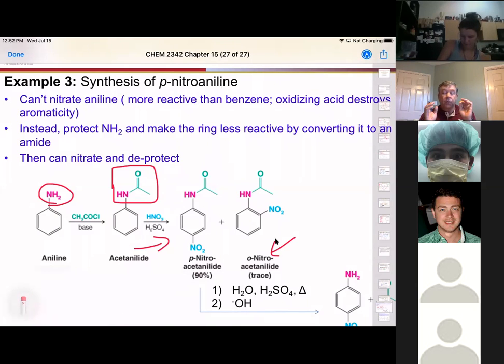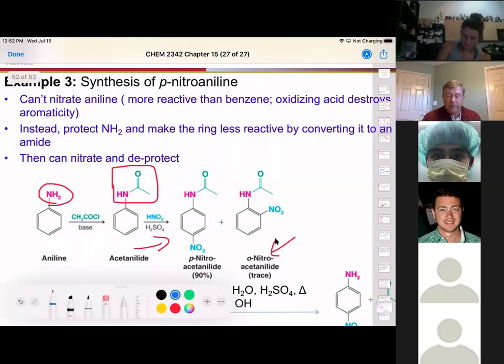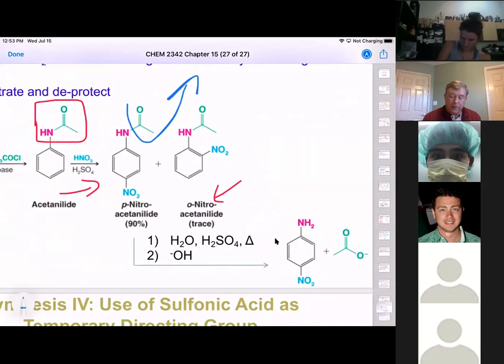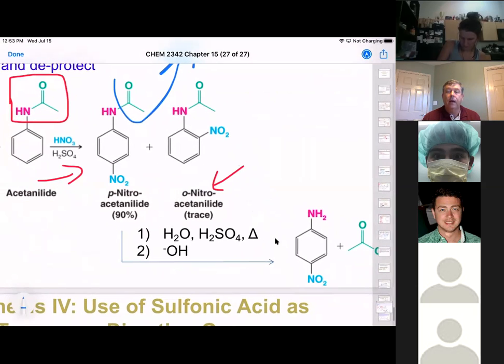Now, once you've formed your nitrated product here, you still want to get back your amine. So you have to go through a hydrolysis step and hydrolyze off this acetyl group, taking it to a carboxylic acid and regenerating your amine compound. Okay. So this is another case where you can't get there directly to the product you wanted because of reactivity.